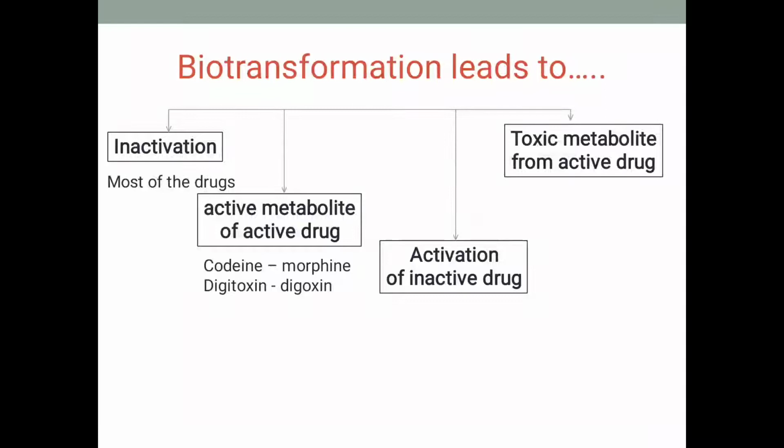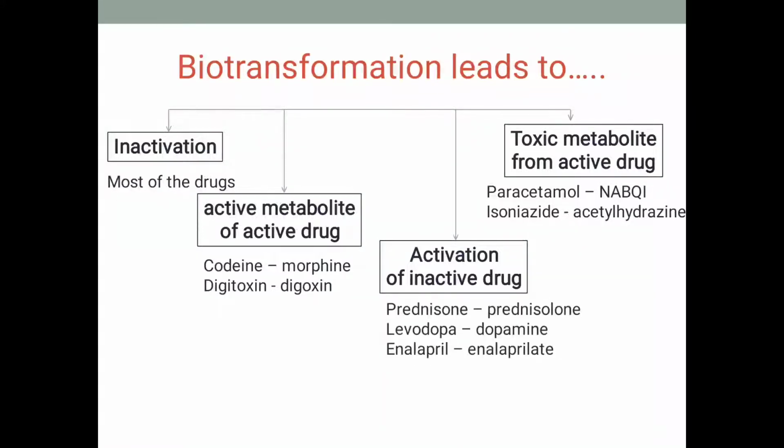Okay, some of the drugs convert to active metabolite from active drug, like codeine converts to morphine, digitoxin converts to digoxin. Some drugs produce toxic metabolite from the active drug, like paracetamol converts to NAPQI and isoniazid converts to acetyl hydrazine. And some of the drugs form active metabolites from inactive drugs. Drugs like prednisone convert to prednisolone, levodopa converts to dopamine, and enalapril converts to enalaprilat.